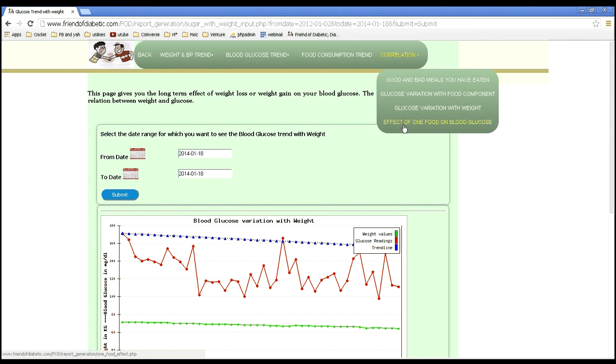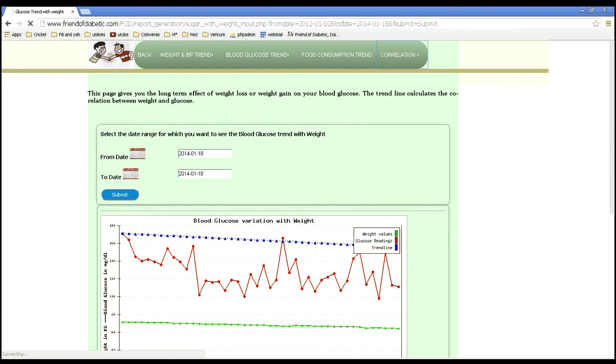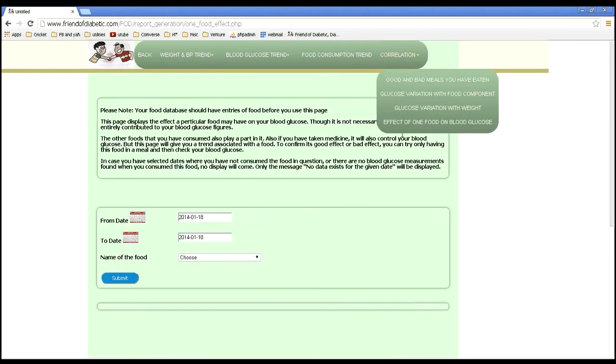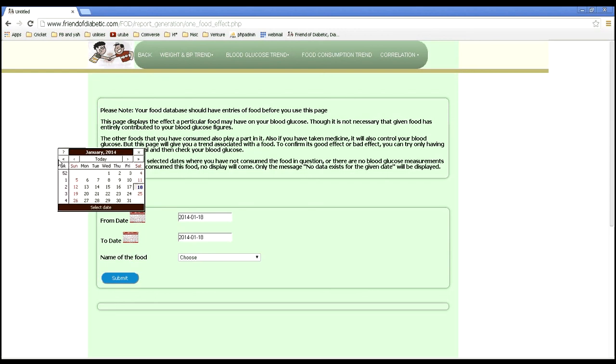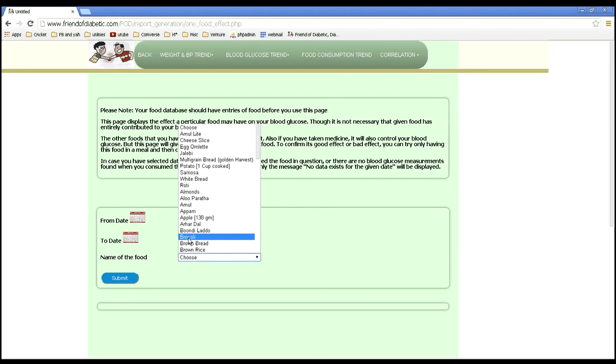The last thing on this is effect of one food on blood glucose. What it does is that if you select a date range and if you select a food, now this food list is populated from whatever you have entered in the food database.